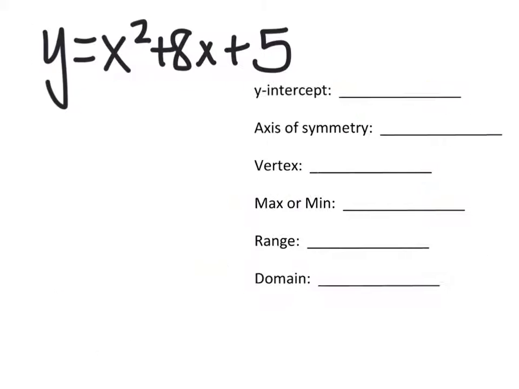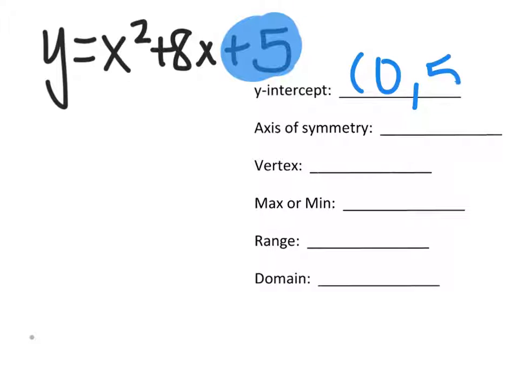So our next problem is y equals x squared plus 8x plus 5. Remember that our y-intercept is always the last number, which is 5, and that's always the easiest thing to identify. So 0, 5. My domain is always, without fail, in all of our equations, negative infinity is less than x, which is less than infinity.